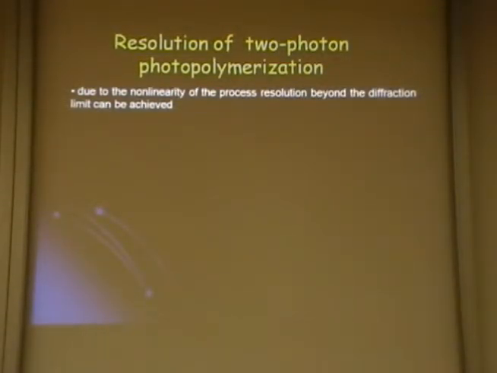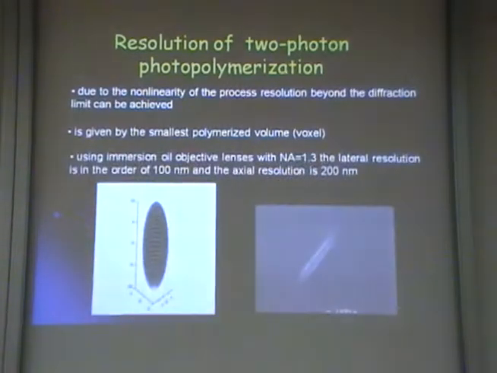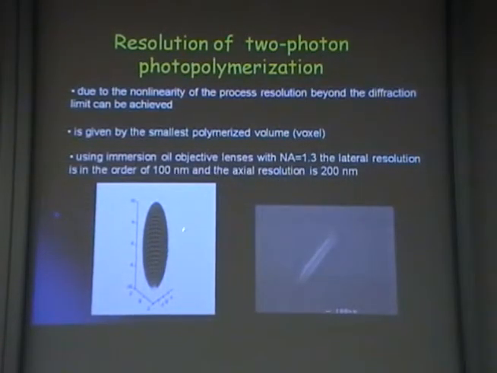Now let's look at the resolution of two-photon photopolymerization. Due to the non-linearity of the process, resolution beyond the diffraction limit can be achieved. It is given by the smallest polymerized volume, which is called a voxel. And here are my voxels, so we can basically see what sort of resolution we have.